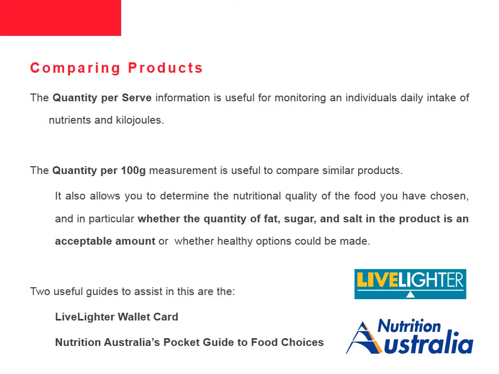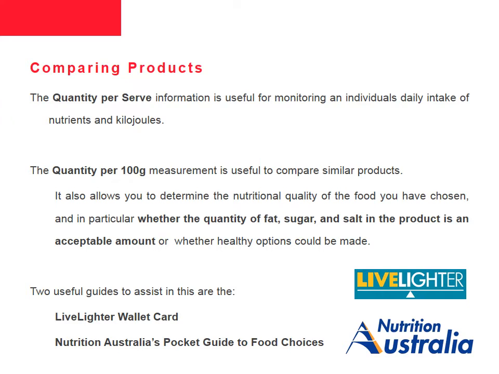It can also be used to compare the energy density of foods. The more kilojoules a food contains per 100 grams, the higher its energy density. This also allows you to determine the nutritional quality of the food you have chosen, and in particular whether the quantity of fat, sugars and salt in the product is an acceptable amount and whether healthier options could be chosen.